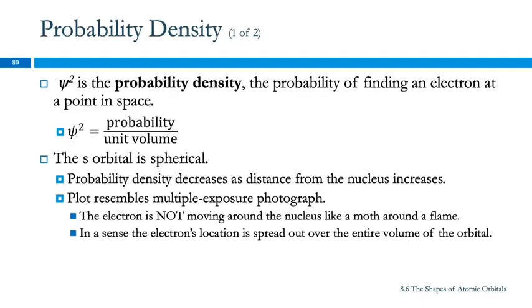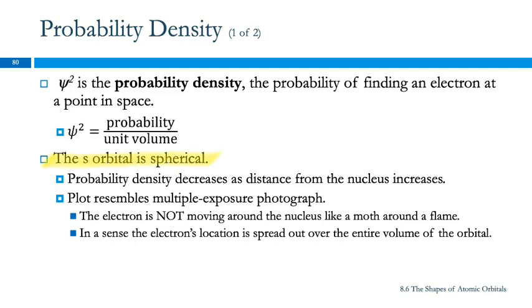Okay, the probability density is the square of the wave function. It's the probability of finding an electron at a point in space. Most of you are not going to care about these details here. So what is important here? Well, the s orbital is spherical.